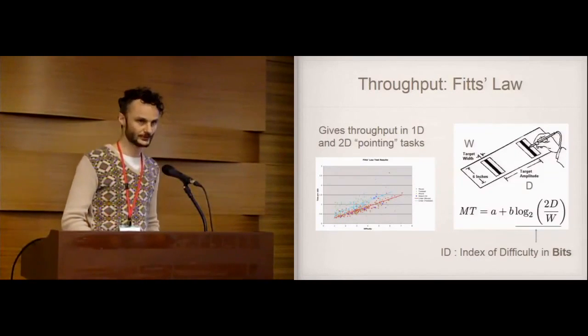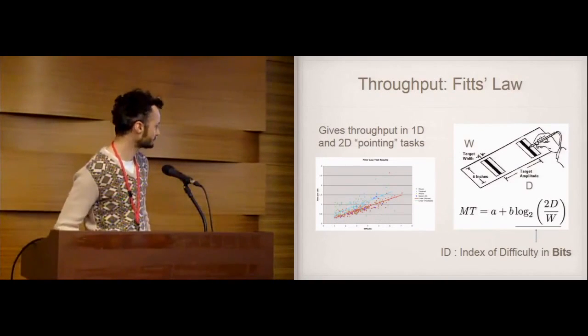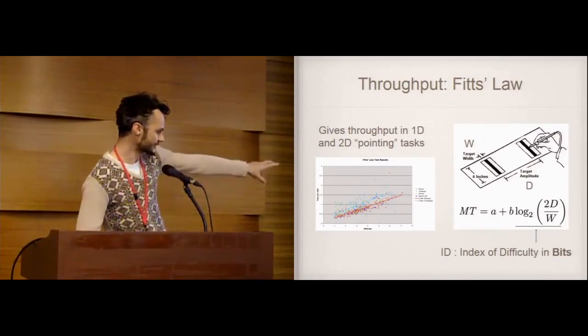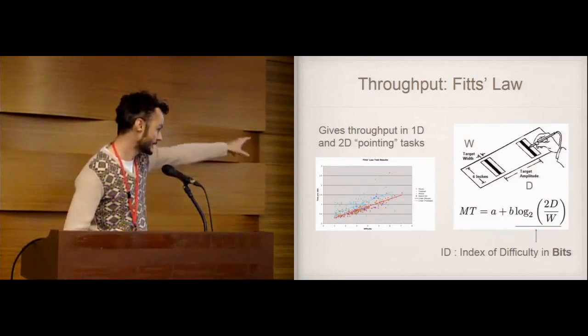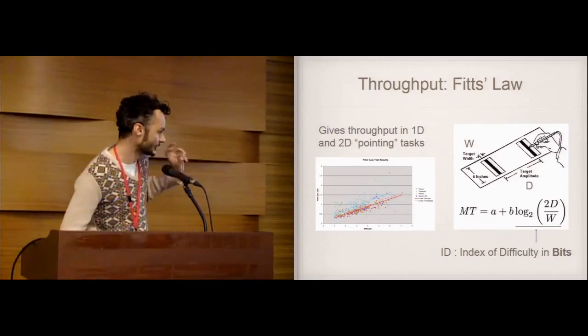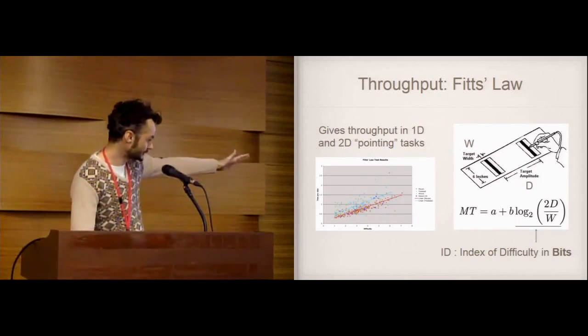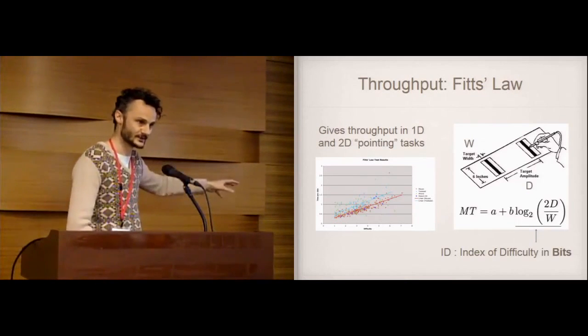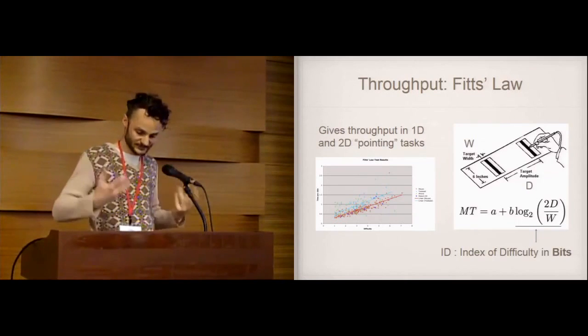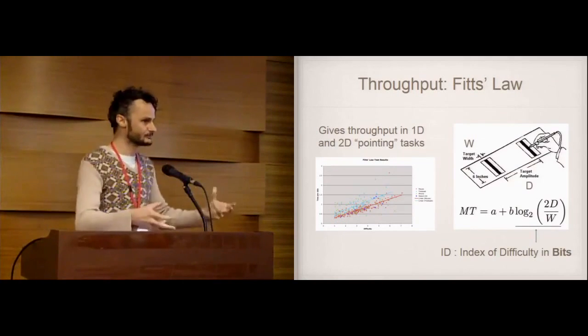So to measure throughput, people have been using Fitts law for 30 years or so. And this is a relationship between movement time and accuracy of hitting the target. So you use that formula, you plot a line, and then you can get the gradient from the line, and that measures the amount of bits per second that you've managed to input into your task.